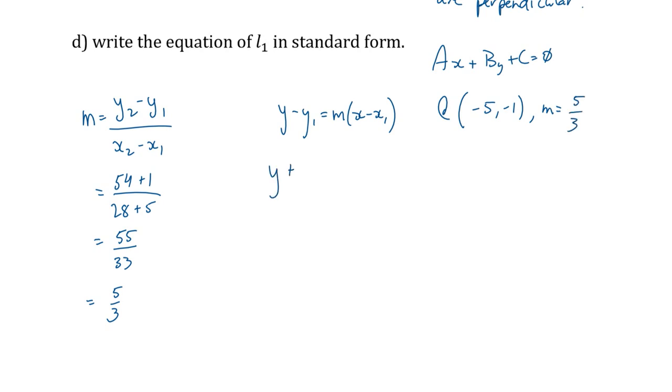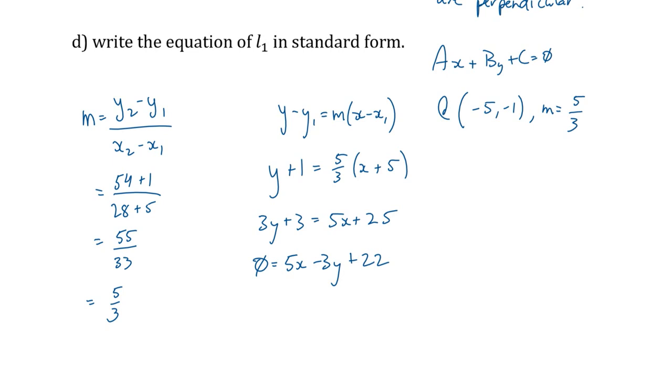So y plus 1 equals 5 over 3 times x plus 5. Multiply by 3 on the other side, I get 3y plus 3 equals 5x plus 25. And moving everything to one side, I get 0 equals 5x minus 3y plus 22. And that is the equation of the line in standard form.